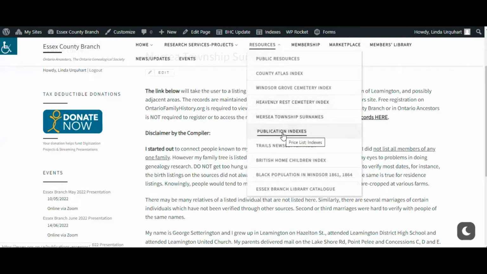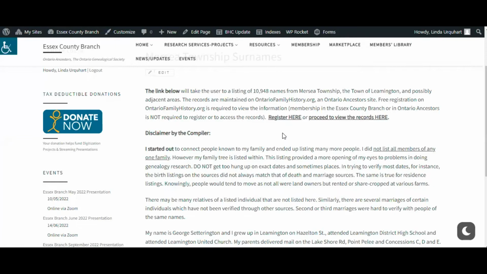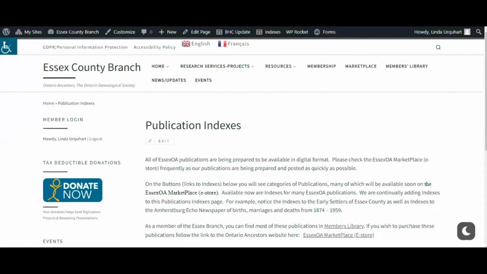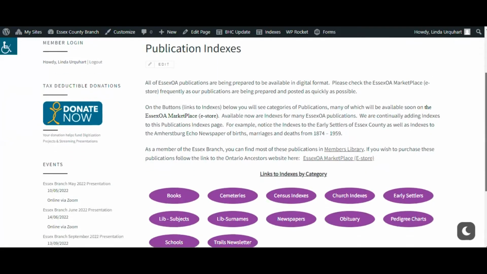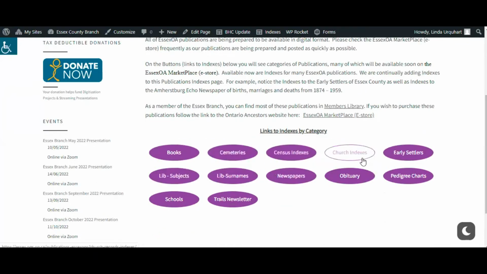The publication indexes, again, you can get that in the featured resources, but what it shows you is a group of categories of where the indexes are. So you basically would have to look at each one of these sections to determine if your ancestor is included.